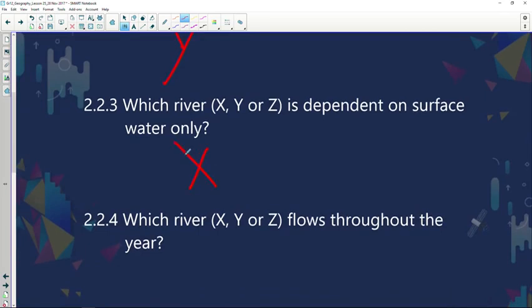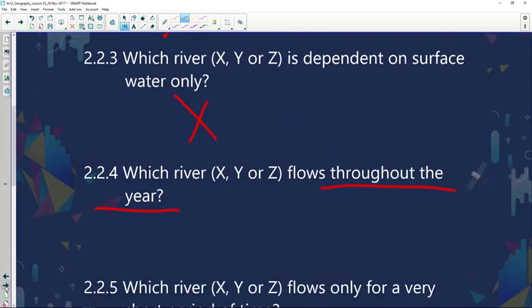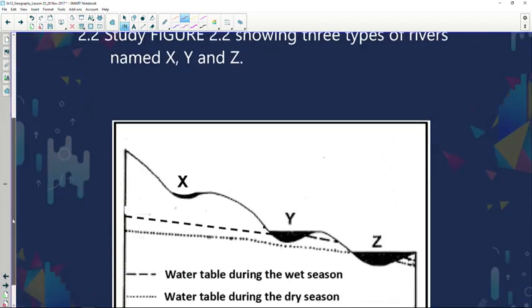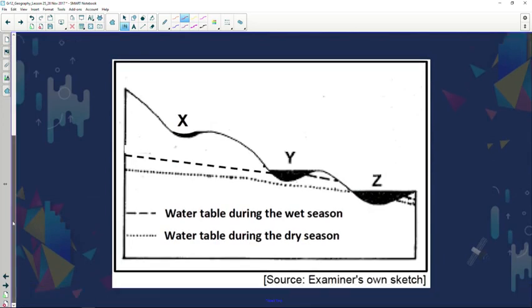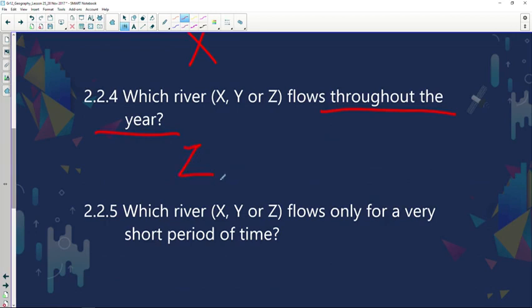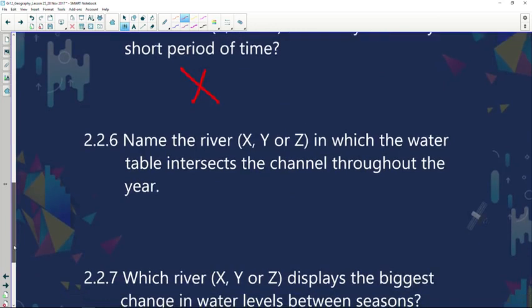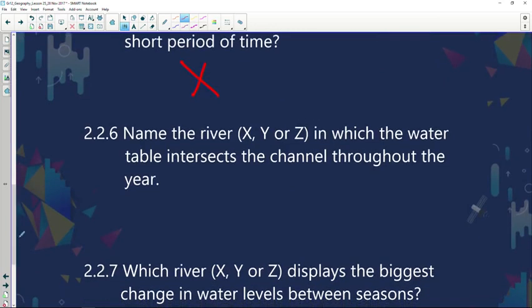Now, which river, X, Y, or Z, flows throughout the year? That's our permanent river or perennial river. If you go back to the diagram, you can see during dry season there's water in the river, and during wet season, obviously the river is going to flood. It has floodplains. The correct answer over there is river Z. Now, 2.2.5, which river, X, Y, or Z, flows only for a very short period of time? That's also going to be river X, because the water dries up very quickly as soon as the storm has taken place.